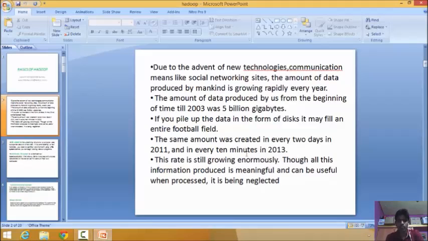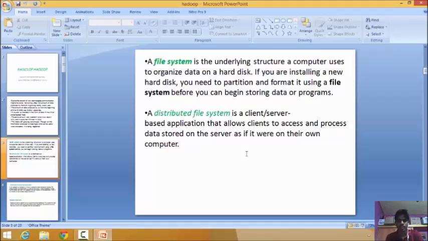Let's move on further. HDFS is the Hadoop Distributed File System. Before knowing about the Hadoop Distributed File System, we will have to know what a file system is, what a distributed file system is, and then we will go to the Hadoop Distributed File System.